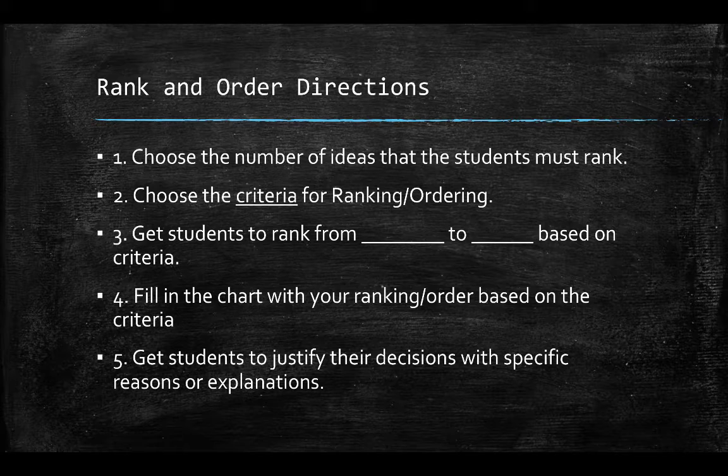A lot of people like 10 because it's nice and round. You're going to choose the criteria for ranking and ordering. You're going to get students to rank from blank to blank. So if you choose 10, 1 to 10 based on that criteria. And then you get students to fill in the chart with that ranking and ordering based on the criteria. And last but not least, you get students to justify their decisions, and I would argue that this is the most important part of it because that's where the higher order thinking comes in.